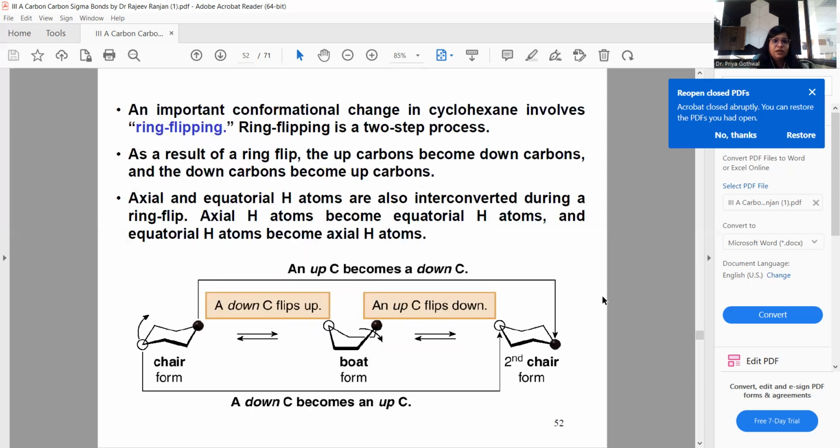An important conformation change in cyclohexane involves ring flipping. Ring flipping is a two-step process. As a result of a ring flip, the up carbon becomes a down carbon and the down carbon becomes an up carbon, which is known as flipping of the carbons in a molecule. The axial and equatorial hydrogen atoms are also interconverted during the ring flip. Axial hydrogen becomes equatorial hydrogen and equatorial hydrogen becomes axial hydrogen. Got it? We can see in this example the chair form: a down carbon flips up, giving a boat form, and an up carbon flips down. Second is a chair form.